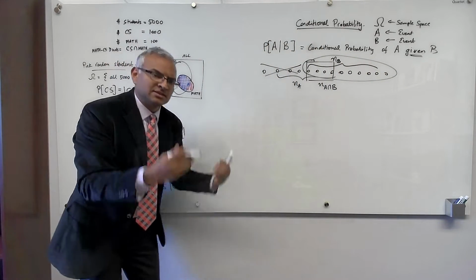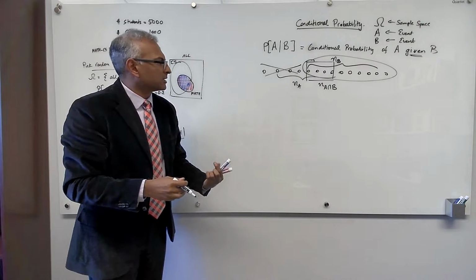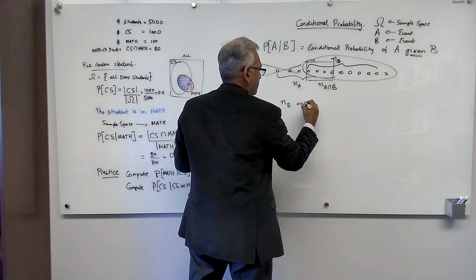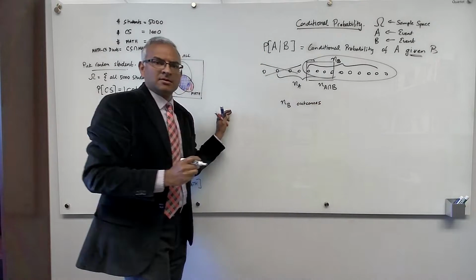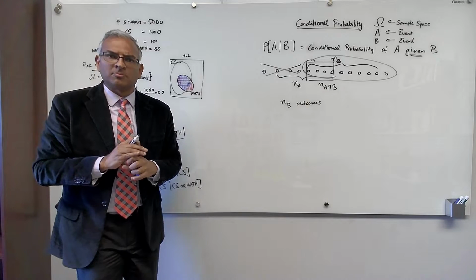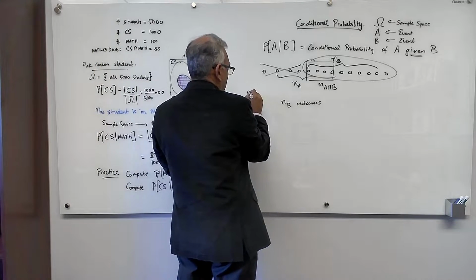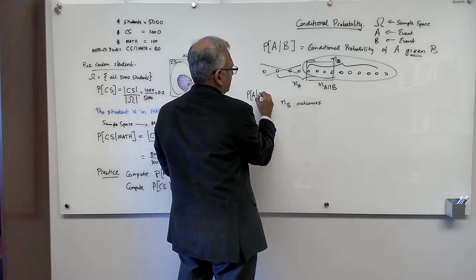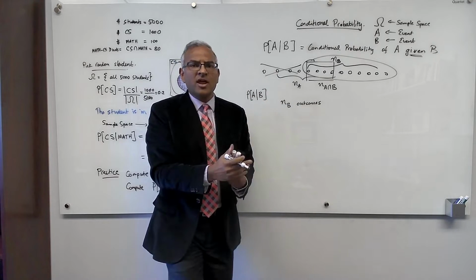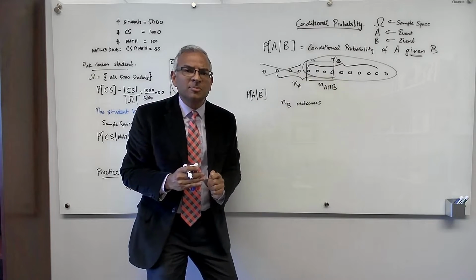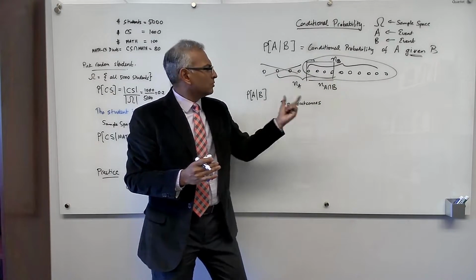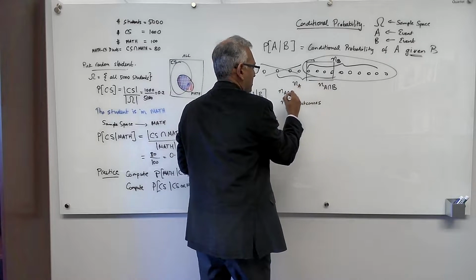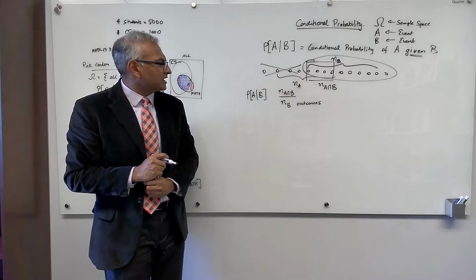So if you repeat this experiment in which you are guaranteed that B occurs, you'll get N sub B outcomes. And by the frequency interpretation of probability, the probability of A given that B has occurred is the fraction of those outcomes in this repeated experiment where A occurred, which is N sub A intersection B divided by N sub B.